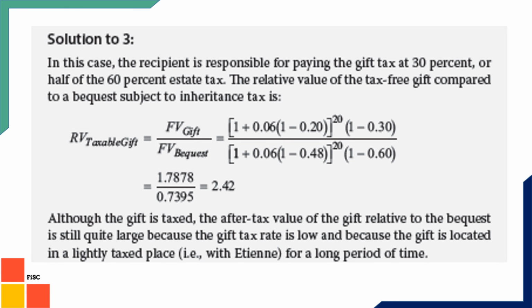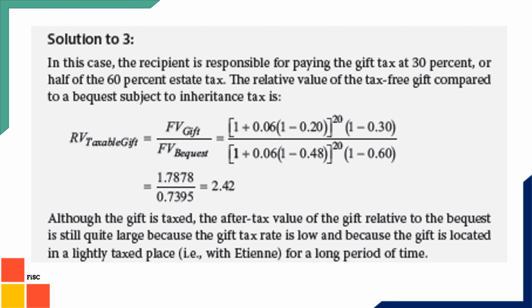And the solution 3 is about a taxable gift, where 60% is the tax on the estate, but there is only 30% tax which is going to be paid by ATN as a gift. In such a case you can see that the RV is 2.42. So we can clearly understand that it is beneficial if we give a gift instead of giving a bequest. So that's what we have to understand.